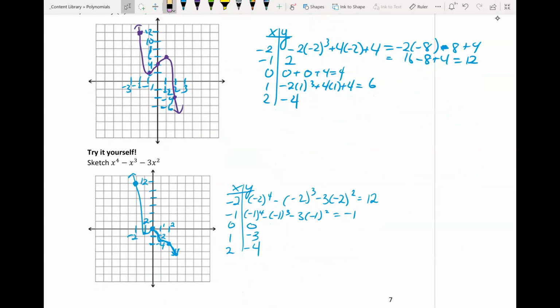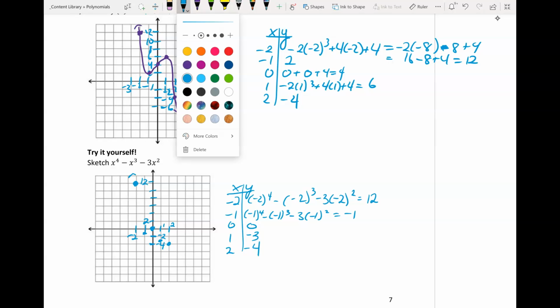Okay, so here's the solution to this one. I just need to change the shape a little bit.